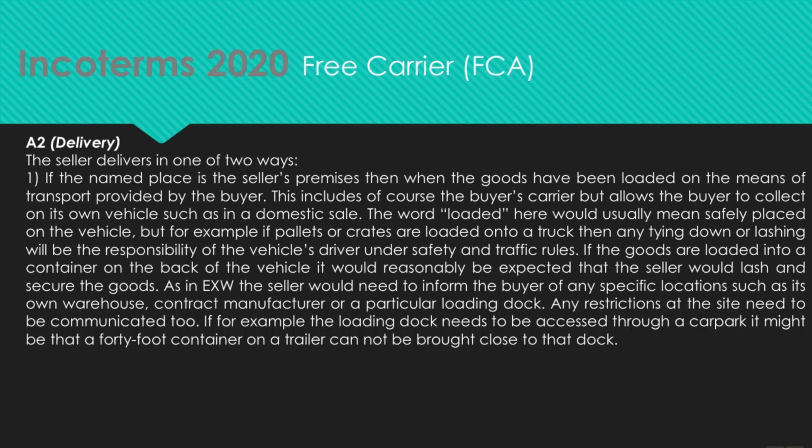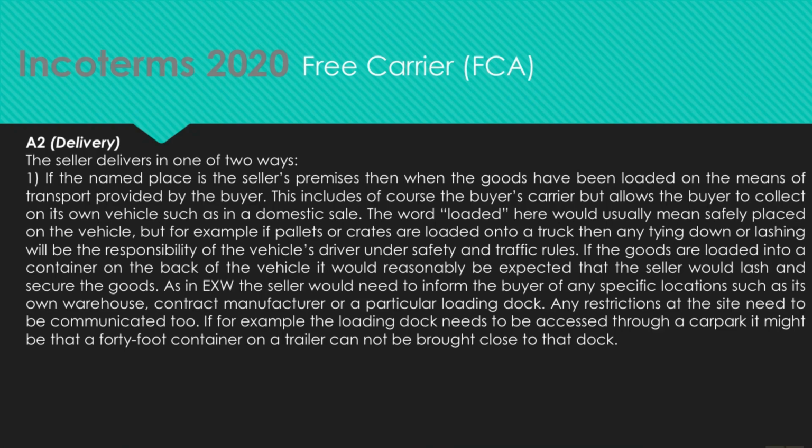A2 Delivery. The seller delivers in one of two ways. Number one, if the named place is the seller's premises, then when the goods have been loaded on the means of transport provided by the buyer is the delivery point. This includes, of course, the buyer's carrier, but allows the buyer to collect on its own vehicle, such as in a domestic sale. The word loaded here would usually mean safely placed on the vehicle. But for example, if the pallets or crates are loaded on a truck, then any tying down or lashing will be the responsibility of the vehicle's driver under safety and traffic rules.